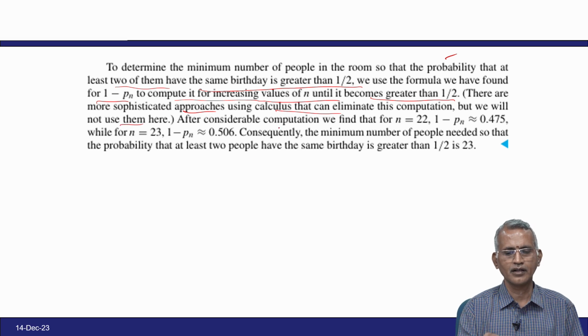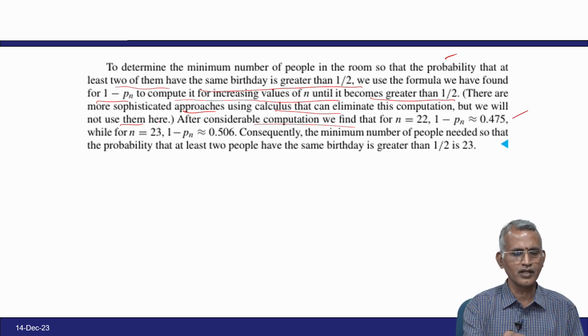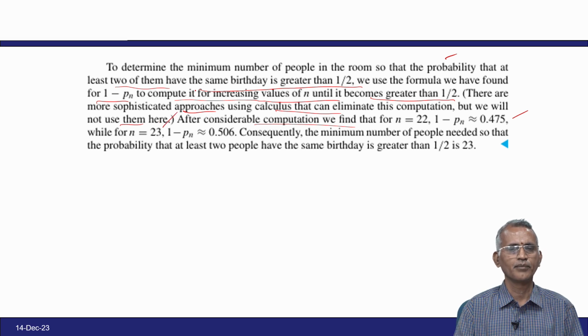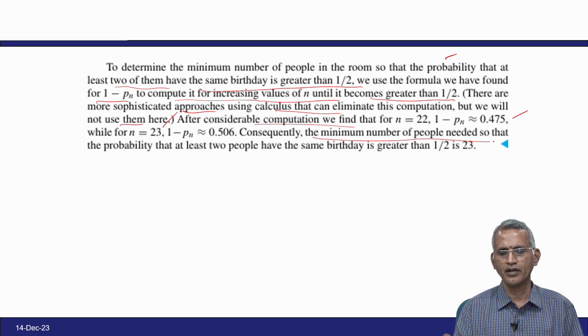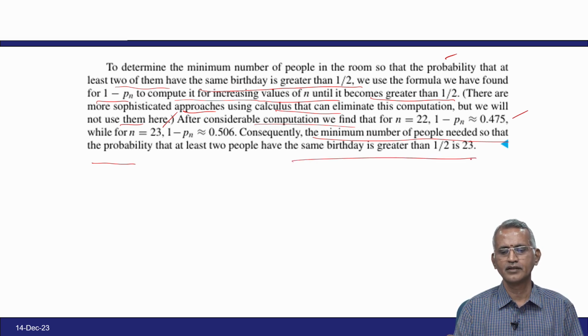After considerable computation, we find that for n equal to 22, 1 minus Pn is approximately 0.475, while for n equal to 23, 1 minus Pn is approximately 0.506. Consequently, the minimum number of people needed so that the probability that at least 2 people have the same birthday is greater than 1/2 is 23.